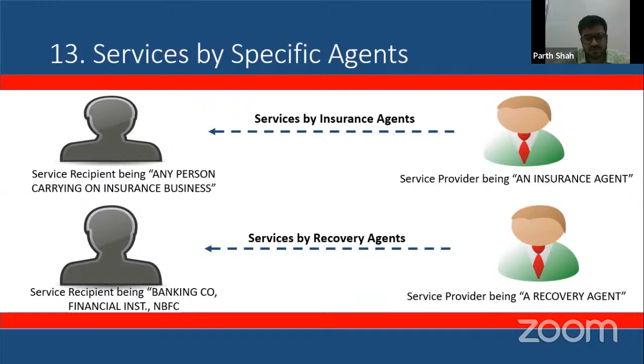Similarly, for recovery agents, a recovery agent who works for a banking company or a financial institution or an NBFC, non-banking financial corporation, when they provide their services to the bank by way of recovering amounts from loan defaulters and so on, in those cases, the banking company is expected to pay tax on behalf of the recovery agents. I hope we are clear here.